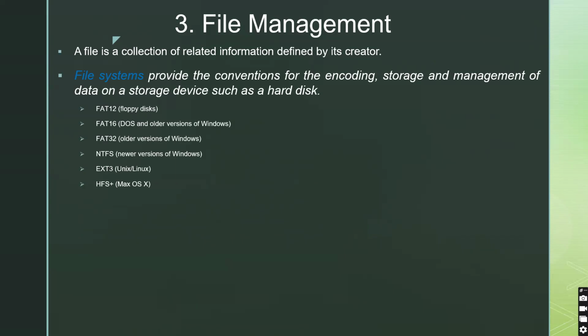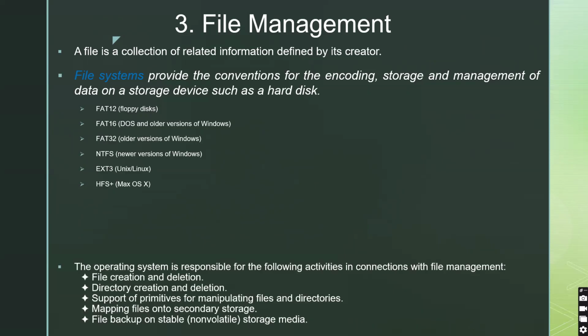Then FAT16 is used by older versions of Windows, and FAT32 is again used by older versions of Windows. FAT means file allocation table. This is the file format. NTFS is nowadays used by newer versions of Windows. ext3 is used by Unix and Linux, and HFS is used by Mac OS. So this is for your information only.